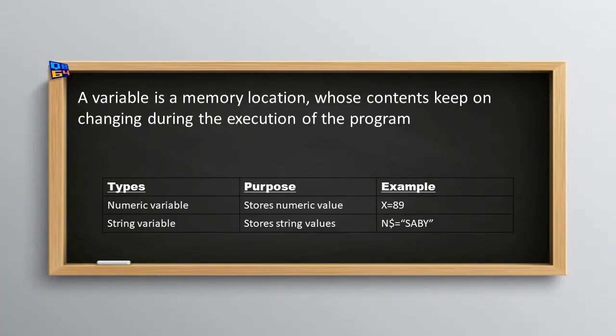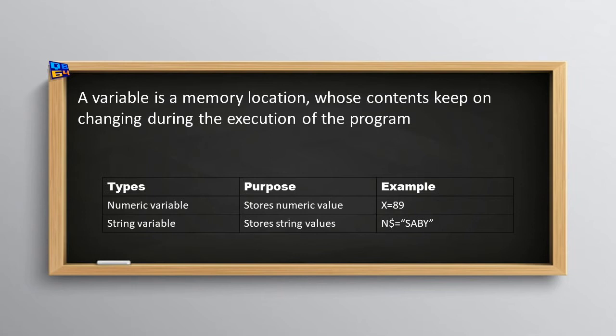Now let us see about variables and constants. A variable is a memory location whose contents keep on changing during the execution of the program. Means a variable is a memory location whose value can be changed during the execution of the program. Here two types of variables are there. The first one is the numeric variable, which stores the numeric value. A string variable stores the string value. It ends with a dollar sign.